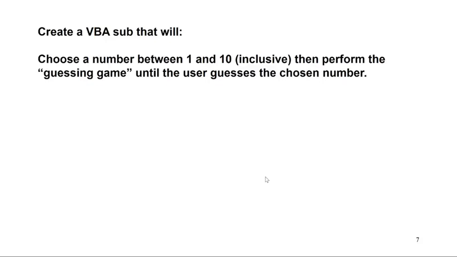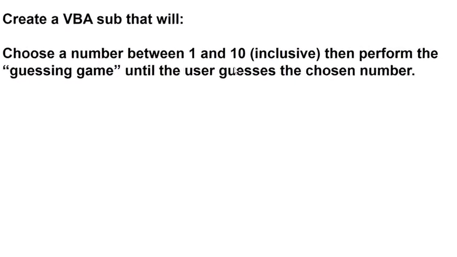I've got a second example here on do loops in VBA. We want to create a VBA sub that will choose a number between 1 and 10. So it's going to do that for you. Then it's going to perform the guessing game. So it's going to ask you to guess a number, and it's going to do that until the user guesses the chosen number. Let's make a quick flowchart for this.